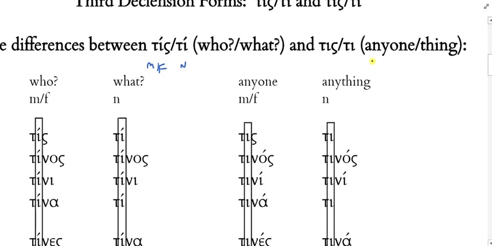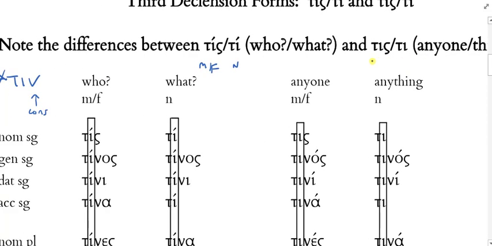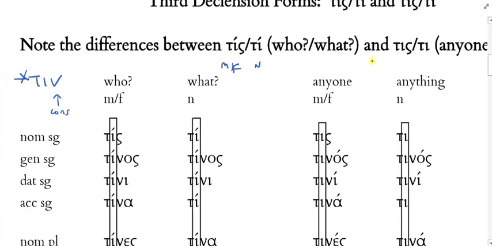Okay, now why are we talking about tis and ti? Because these words are third declension forms. What do they come from? They actually come from the stem tin. So notice that my stem ends with a consonant here, doesn't it? So these are going to be third declension forms that use third declension case endings.